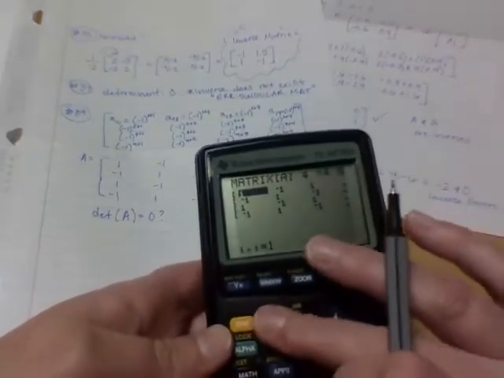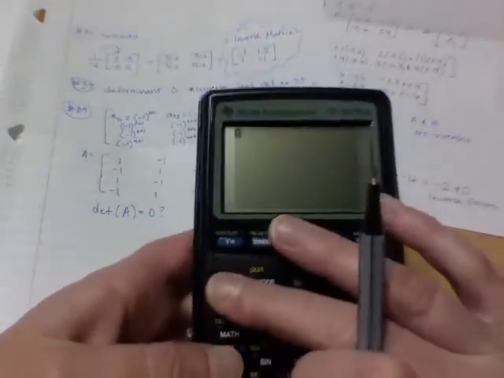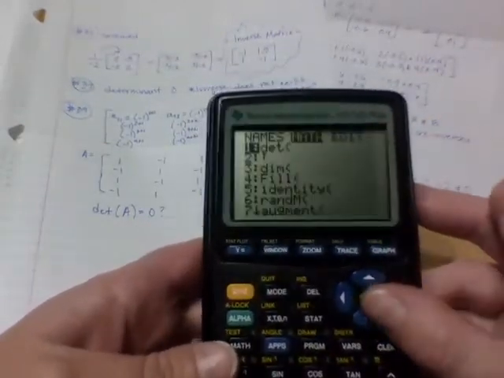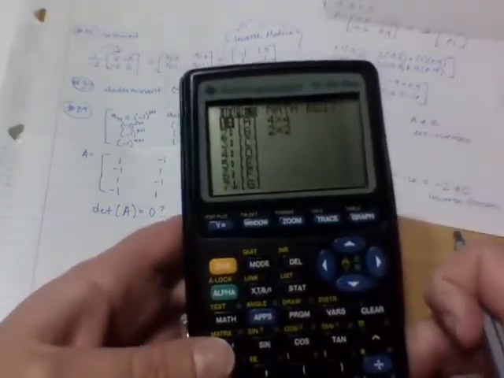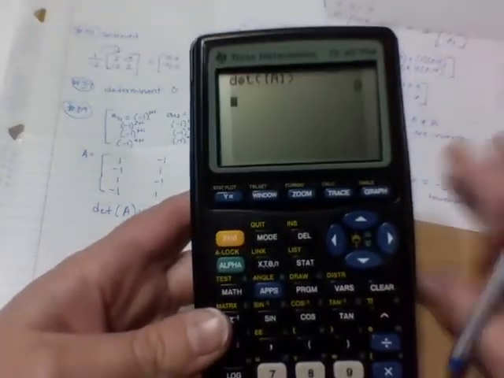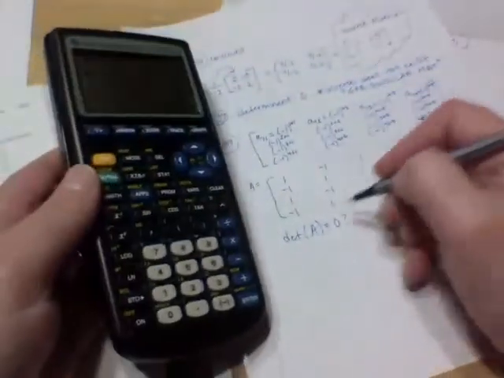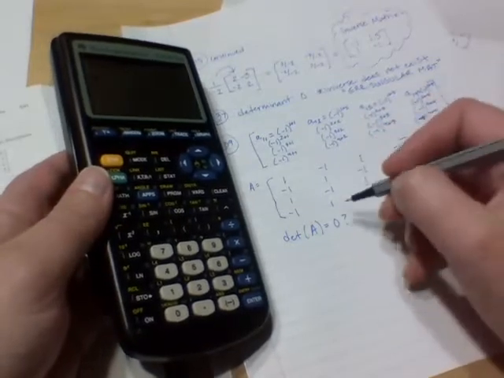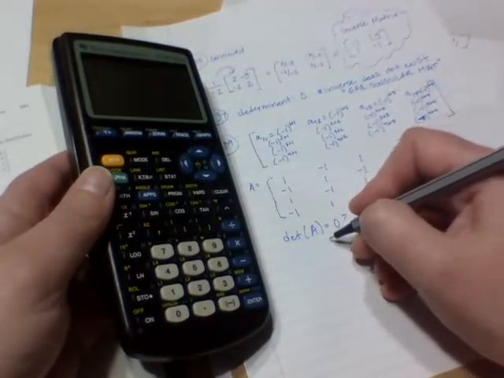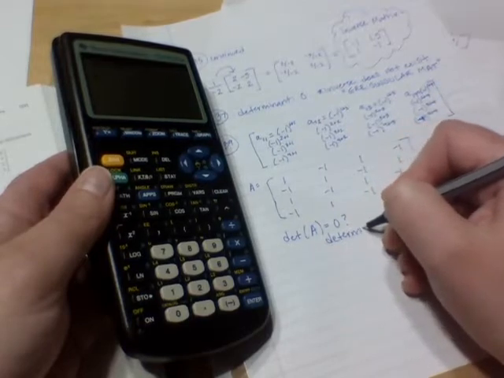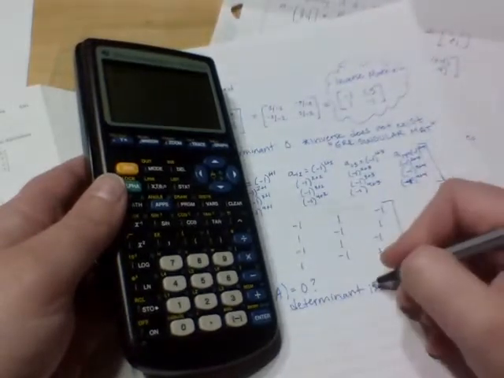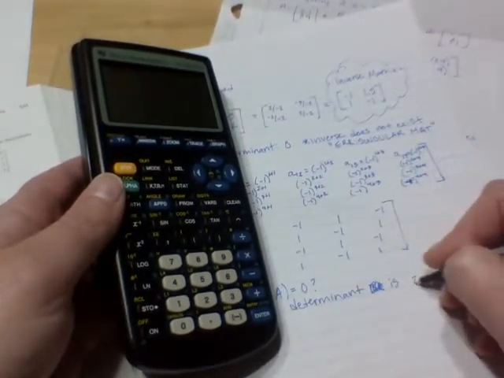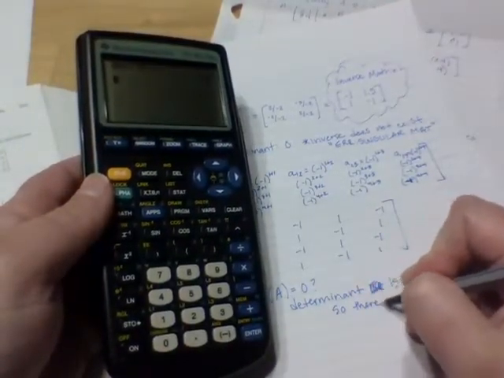All right, so I have all those pieces in, which means that I can go to the math column of matrix and find my determinant of matrix A. And so notice that it is 0. And so it does equal 0. So the determinant is 0. So there is no inverse.